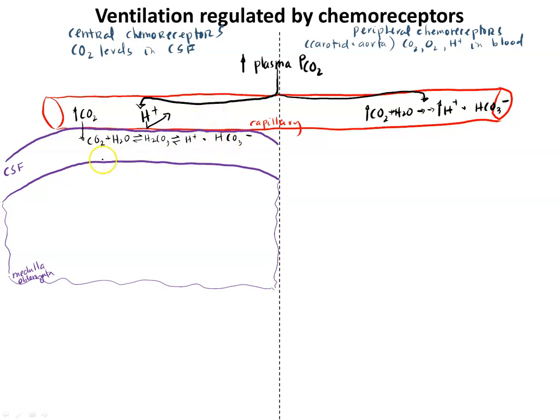Now, guess what's in the CSF? Right in this junction here, I'm just going to draw a central chemoreceptor. And as all receptors do, they will have a synapse with a respiratory control center. What color should I make that thing? Well, I'm going to make it purple.